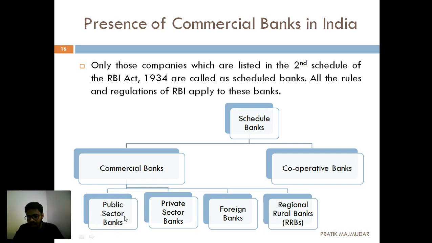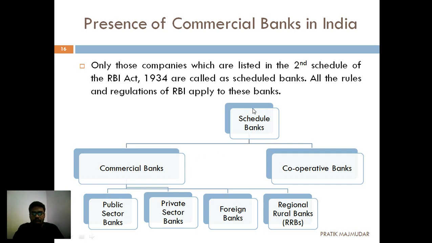For example, public sector banks means Dena Bank, Corporation Bank, Canara Bank, State Bank of India, Bank of Baroda. Private banks means ICICI Bank, HDFC Bank. These are called private banks. Then foreign banks, for example DCB Bank. Any foreign bank which is working in India is also called a multinational company bank, MNC bank. And the last one is regional rural banks, RRBs. These banks are specifically working in rural areas, that's why they are called regional rural banks.